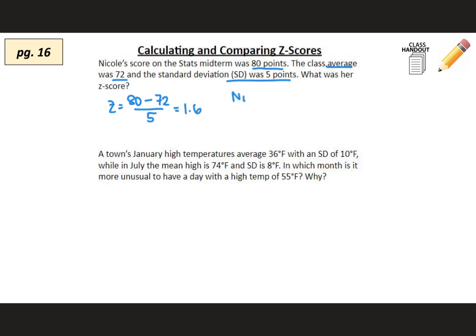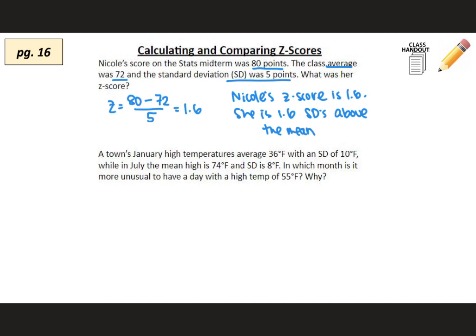So I'm going to say Nicole's z-score is 1.6. She is 1.6 standard deviations above the mean, which means she did better than average.